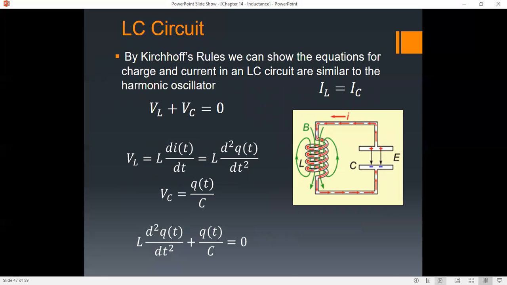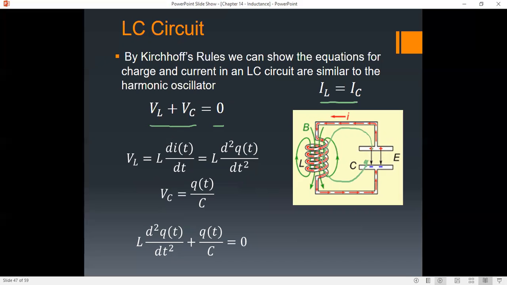Now, let's go back to Kirchhoff's rules. First of all, Kirchhoff's rule says that whatever the current is through the inductor, that's going to also be the current at the location of the capacitor. It's the junction rule. Well, there are no junctions here, so the current's just going to be constant. But we can also see that the voltage across the inductor plus the voltage across the capacitor has to be equal to 0, because we make one full loop all the way across the circuit. Kirchhoff's loop rule says that the change in voltage must be 0 across any closed path.